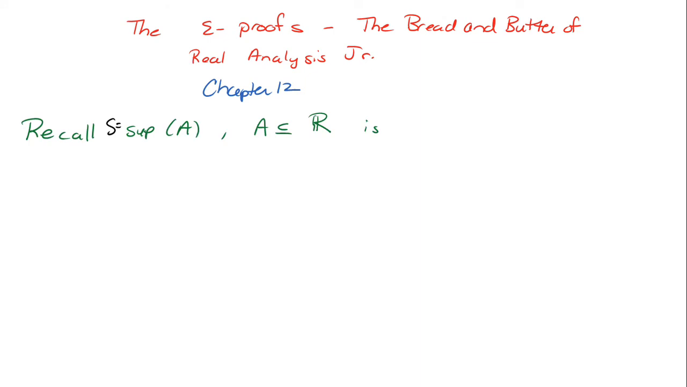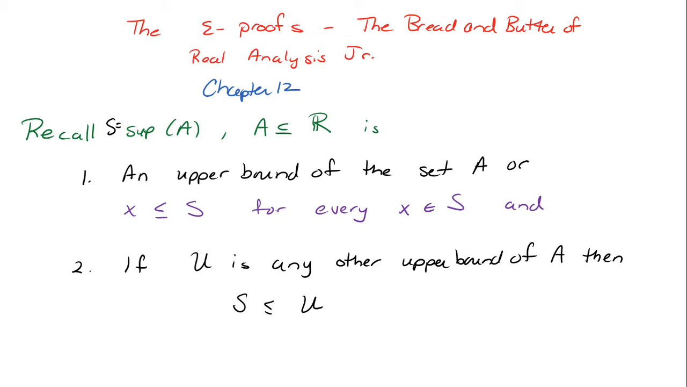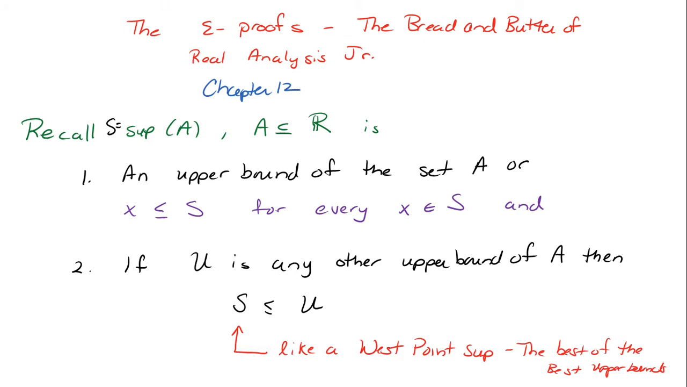So I'm going to bring you back to the definition of sup. Recall that our definition of sup that we worked with in class is that, number one, s is an upper bound of the set. So that means that for every x belonging to the set, you have that x is smaller than or equal to s. And number two, if u is any other upper bound of A, then s has to be smaller than or equal to u. So it's like a West Point sup. It's the best of the best upper bounds.